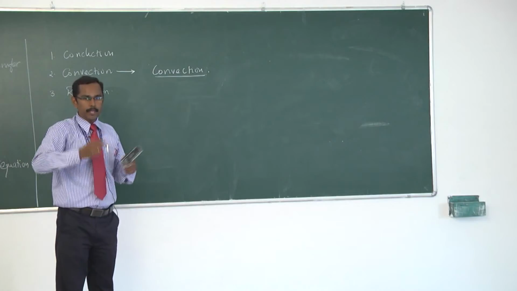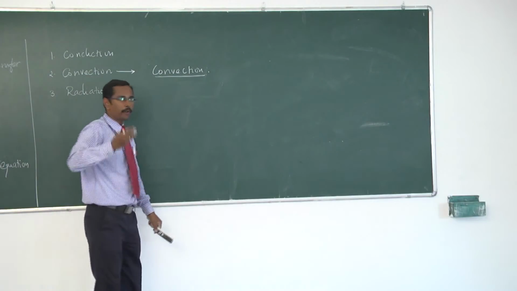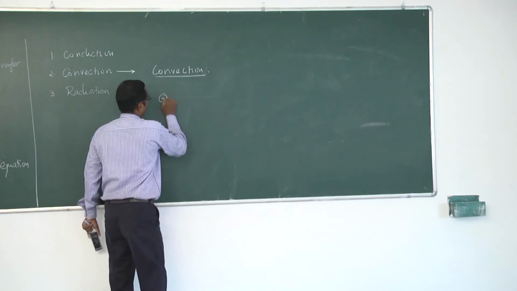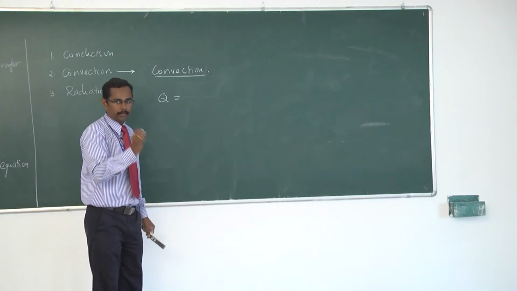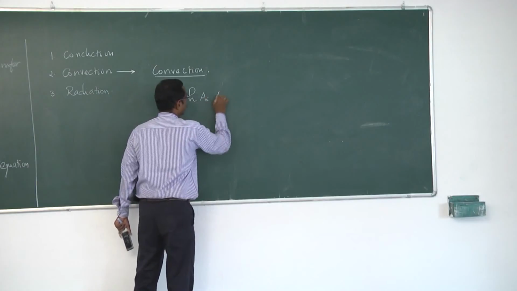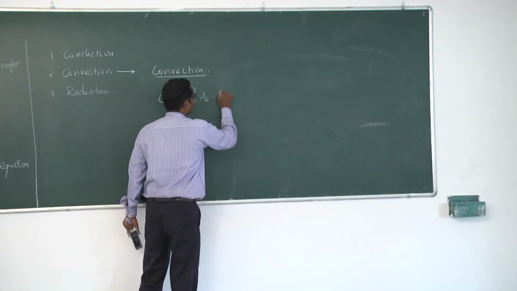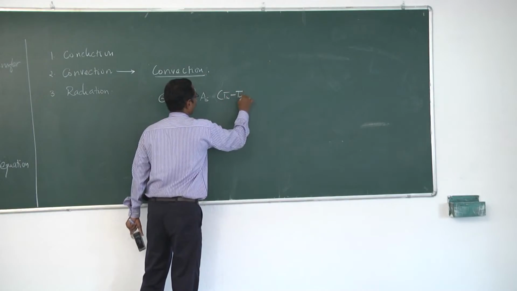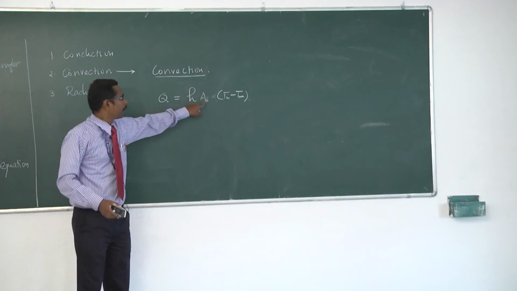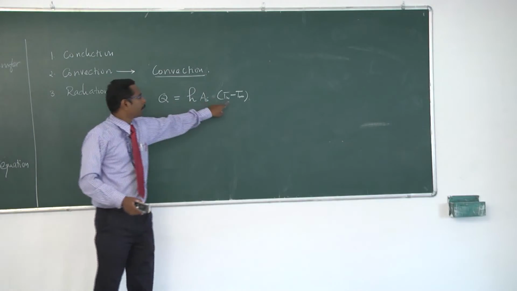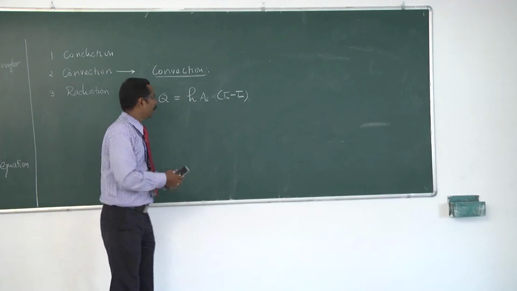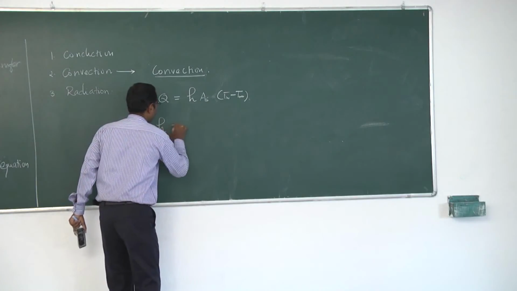Now we have to see the convection heat transfer coefficient. Before that, we need to talk about the law behind convection heat transfer. The law is called Newton's law of cooling, which is Q equal to h into A_s into delta T. Delta T is T_w minus T infinity. Here h is the convection heat transfer coefficient, A_s is the surface area, T_w is the surface temperature, and T infinity is the fluid temperature.